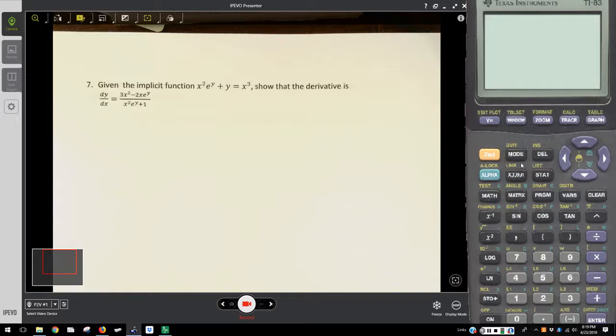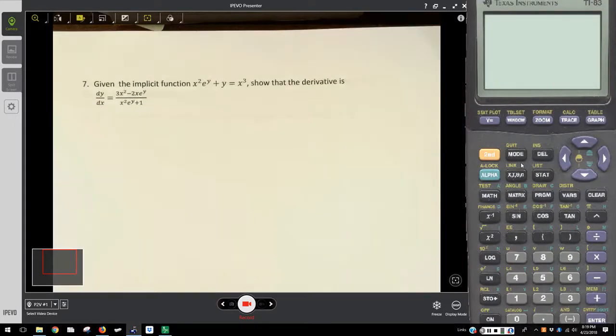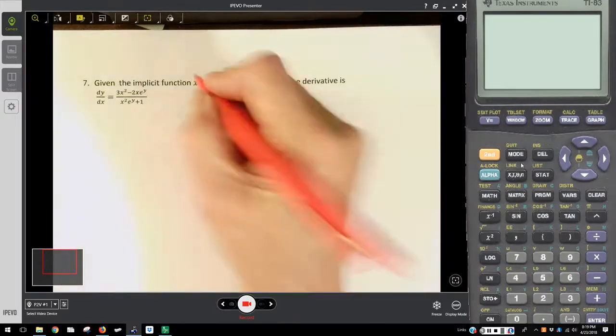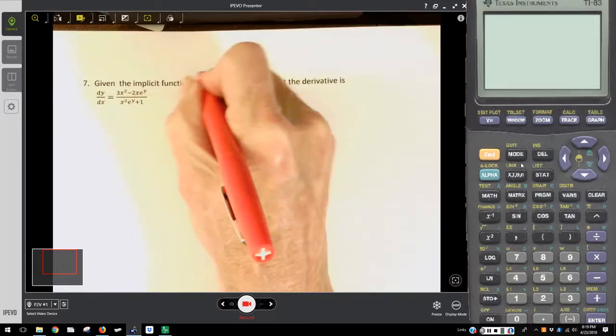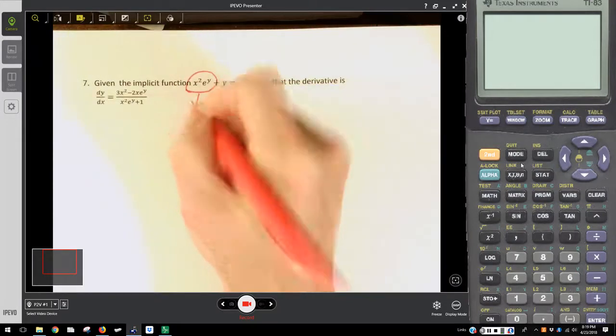Number 7 is another implicit derivative function. That's because implicit derivation is something that's important. You'll see a problem on your final exam. So when we're doing this problem, the key thing to remember is that this particular term is a product.